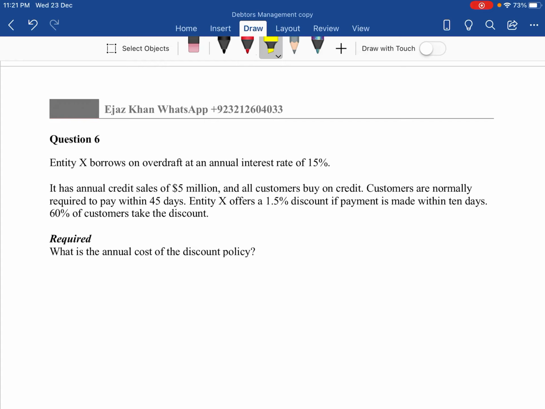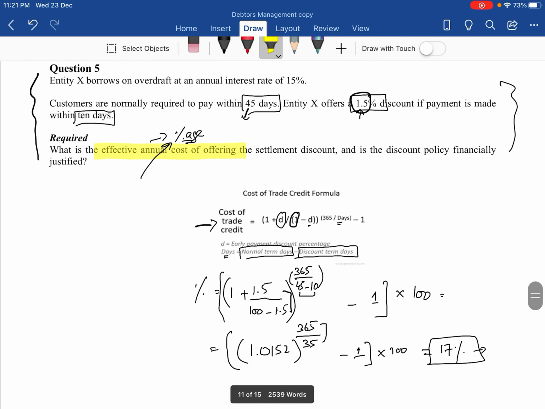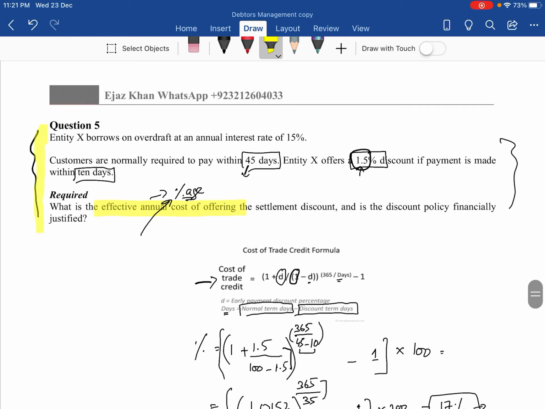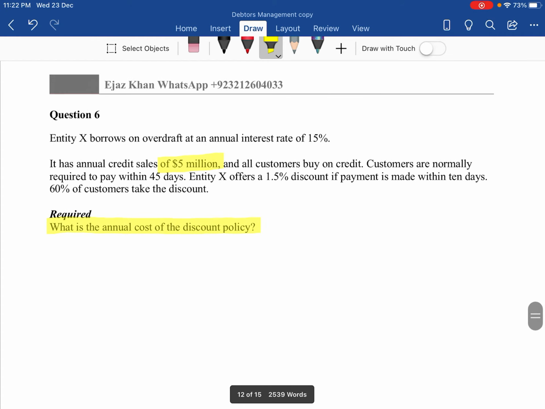We have a similar question like the previous one. What is the annual cost of discount policy? But in this particular question, it's not going to be in the form of a percentage, because we have dollar values in the question which we did not have in the previous example. If you just look at here, we had no other option, so we had to calculate the annual cost of discount in the form of a percentage. But since we have dollar values here, we can certainly calculate the cost of discount policy.